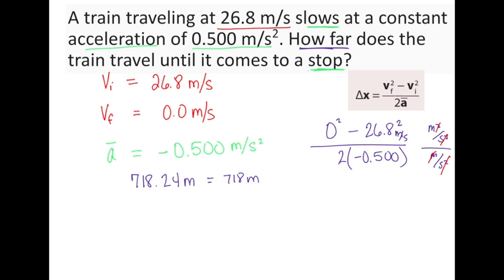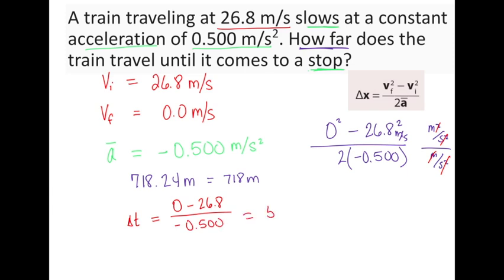All right, so if you had wanted to use the second one, you would have to calculate time first. So if you wanted to figure out your change in time, you're going to say, well, my final velocity minus my initial velocity divided by my constant acceleration, all right, is going to equal my time.